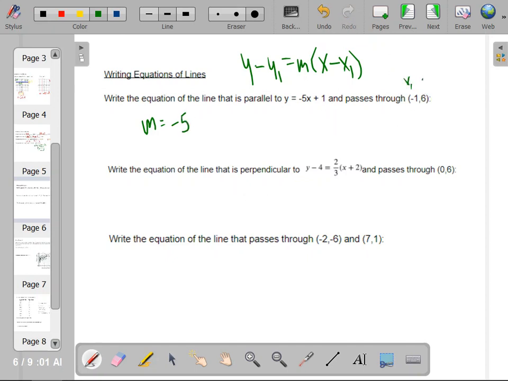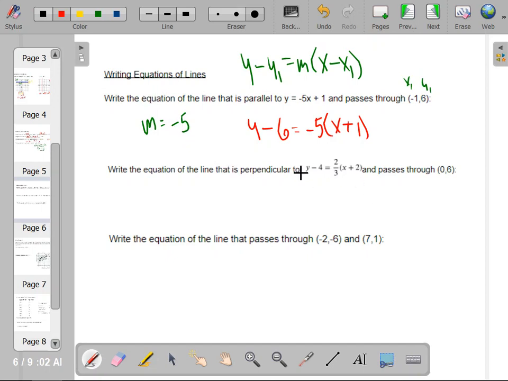So I have an x1 and a y1. When I write my equation, y minus y1, which is 6, equals m. The slope I'm using is -5, times x minus -1, which is going to show up as x plus 1. So now we've got the equation in point slope, and we're finished. If you want, you can distribute and find the y-intercept, but I don't, so I'm going to move on.